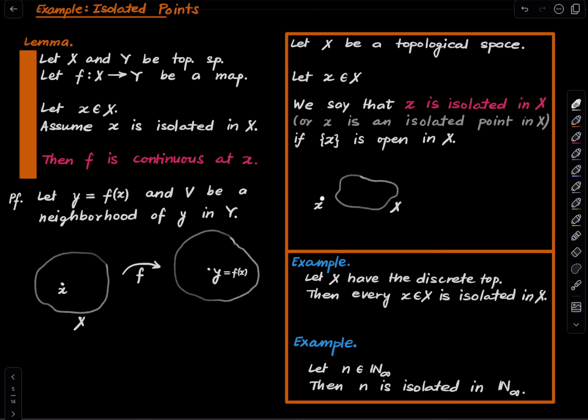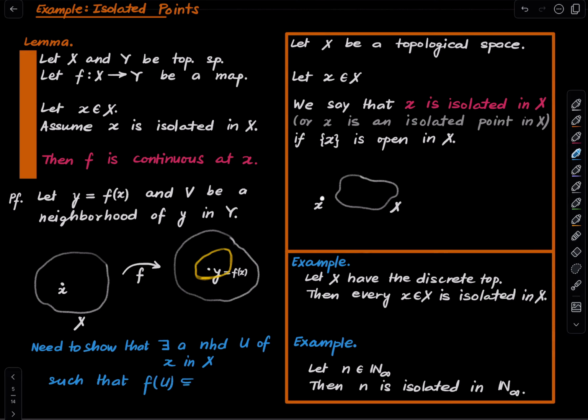Okay, that's the picture, and we have chosen a neighborhood of y, which I'm drawing in this color yellow. Okay. What do we need to show that f is continuous at x? We need to show that there exists a neighborhood, and let me use a short form, NHD, to denote neighborhood, U of x in the domain space, such that the image of U is contained in V.